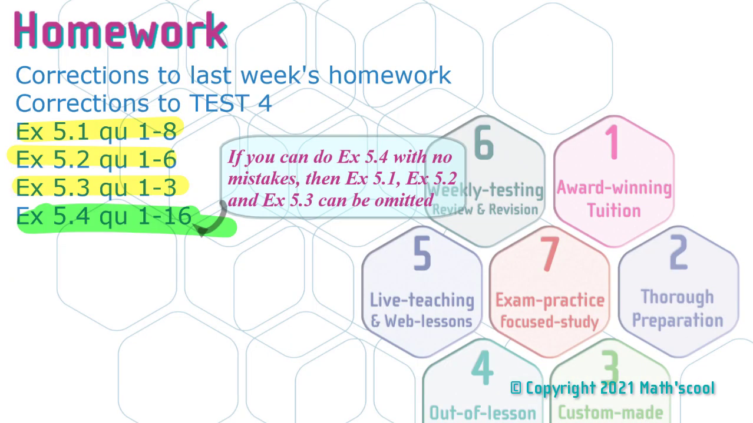So if you start doing 5.4 and you think, oh, I can do these. I'm making no mistakes whatsoever. Maybe one mistake maximum, one question wrong, or 2 halves of a question wrong. Then you don't have to do the other exercises and you can save yourself a whole bunch of time. But if you're flopping 5.4, even getting 2 or 3 wrong, then you need to do the earlier exercises as well. Okay.